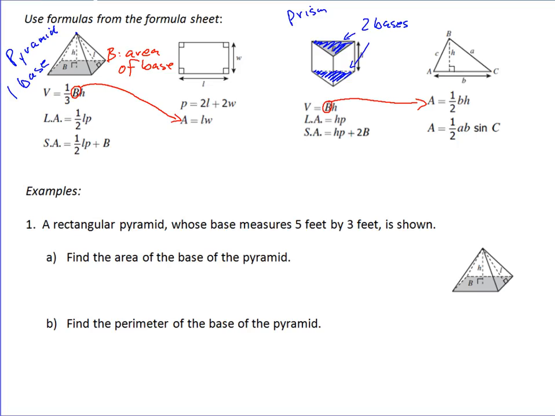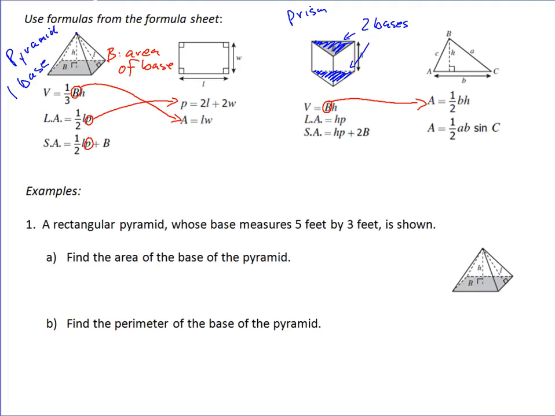And similarly, to find something that's called lateral area or surface area of a three-dimensional object, and we will discuss that in a later lesson, we need the perimeter of that object, and that will then again need for us to use the formula for the perimeter, which we have here on the formula sheet as well.